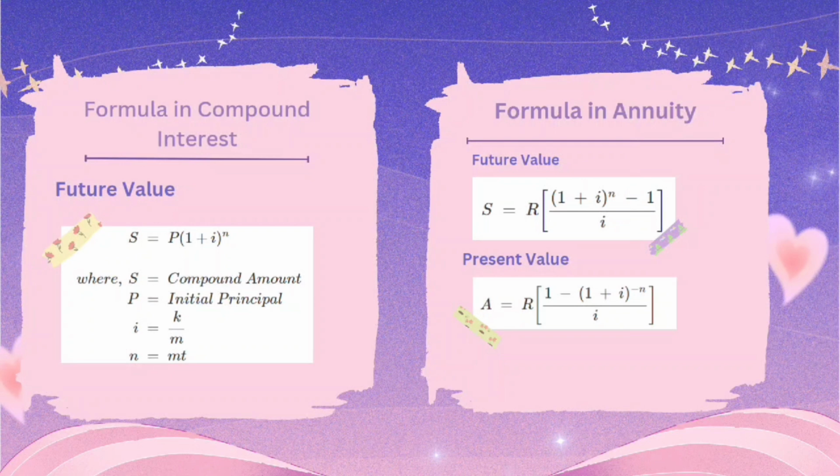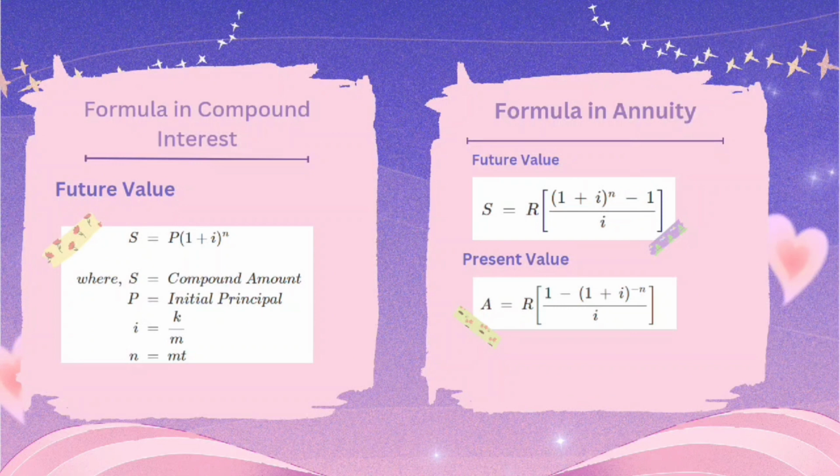Next formula is n equals m multiplied by t. n stands for the number of interest periods, m is the frequency of interest, and lastly t stands for the term in years. Next formula is annuity. Annuity is divided into two formulas, which are future value and present value. So, let's focus on future value first.